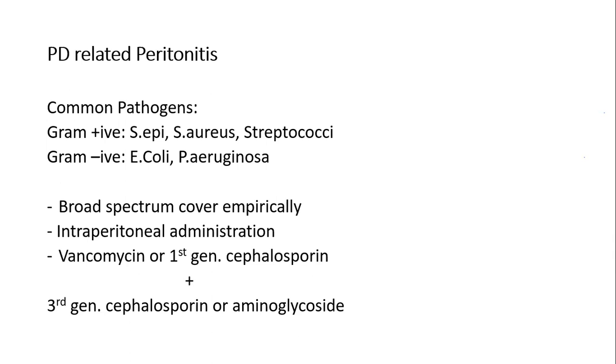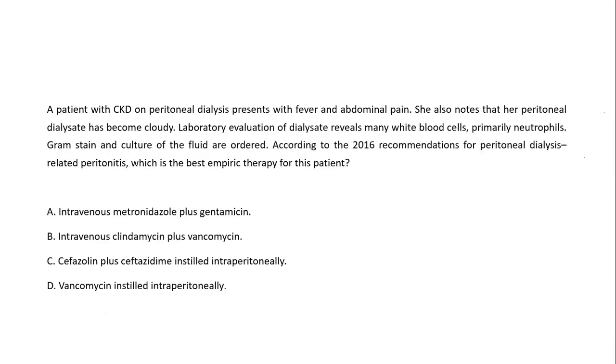So this is one of the very rare situations in which you can see a first-generation cephalosporin and a third-generation cephalosporin given together. Usually it's not the case, but as you will see in this case. So for peritoneal dialysis associated peritonitis, what option empirically will you choose? Either it's IV metronidazole plus gentamicin, or intravenous clindamycin and vancomycin, or cefazolin plus ceftazidime intraperitoneally, or vancomycin intraperitoneally.